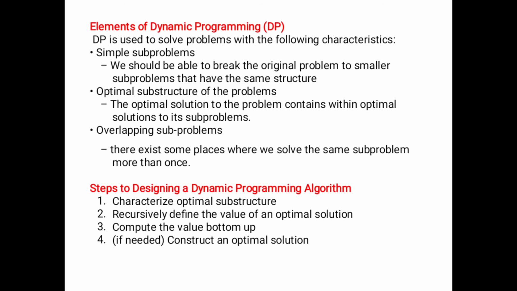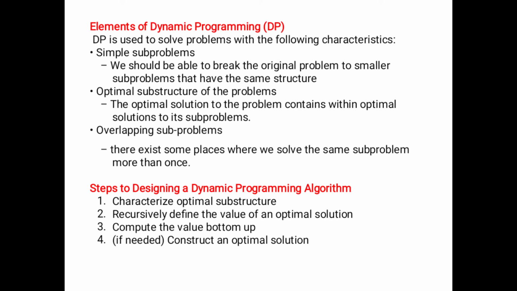The next point: what are the elements used in dynamic programming? Dynamic programming is used to solve problems with the following characteristics. First, simple subproblems. Actually, what are subproblems? As usual, we should be able to break the original problem into smaller subproblems that have the same structure, because all problems can follow the same structure.